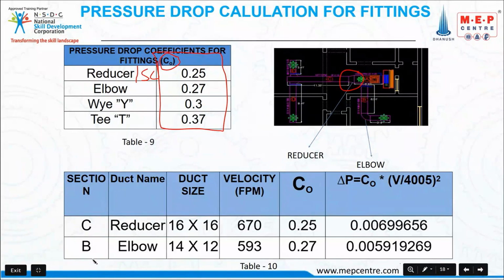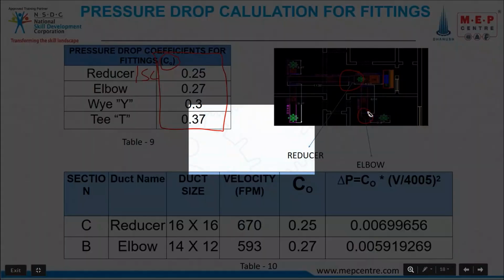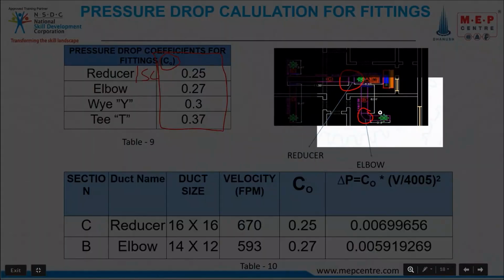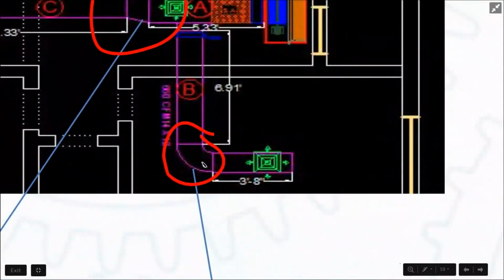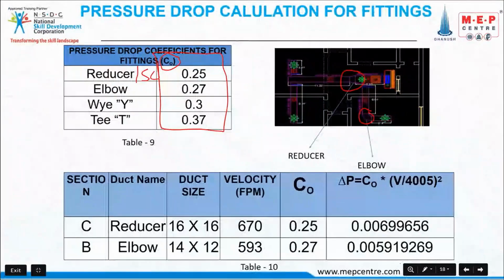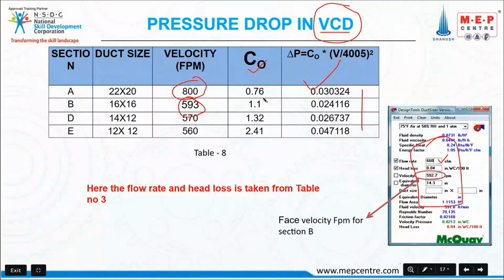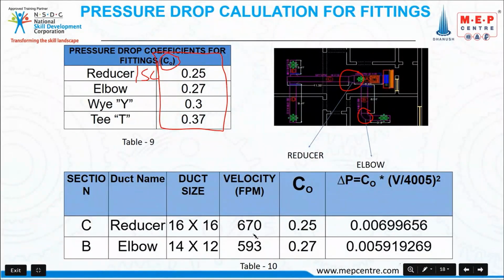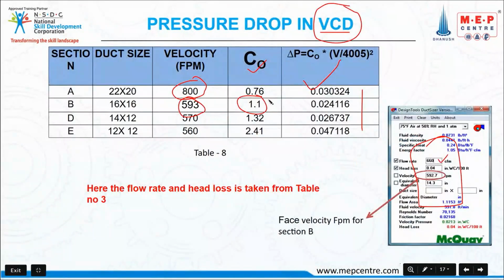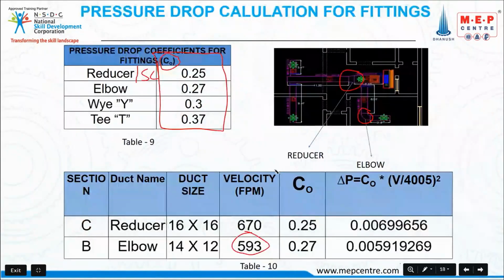Okay. Next, in section B we have the elbow. In section B, this is the elbow. We have already calculated the face velocity in section B. Sorry, not the C0; the face velocity is already calculated for section B. Face velocity in section B is 1.1, right? Yes sir. Okay. So face velocity, sorry, 593 is the face velocity. This is the C0 value, sorry. 593 is the face velocity here. Okay. 593 face velocity and the C0 value is 0.27, and we will get the values after interpolating these things.